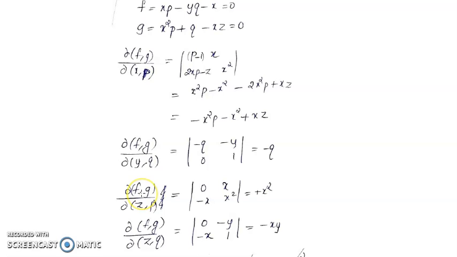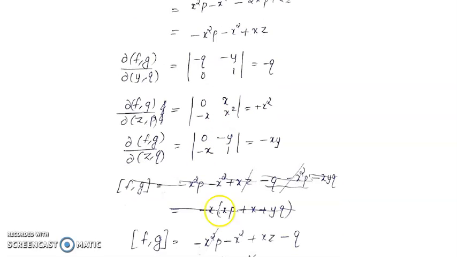So dou fg by dou zp is determinant fz fp and gz gp. So you will get the value 0, x, minus x and x square. So the value of determinant is going to be x square, and the last Jacobian is dou of fg by dou of zq, that is determinant fz fq and gz gq. So you will get 0, minus y, minus x and 1. So the value of determinant will be equal to minus xy.